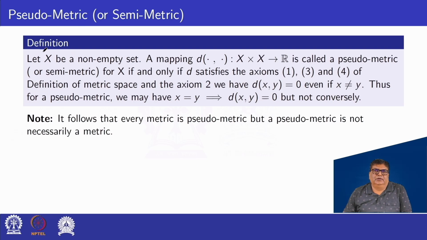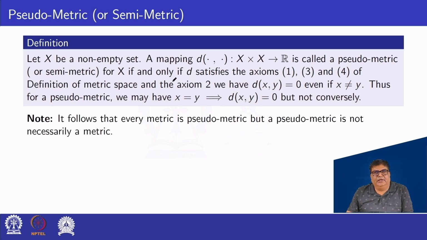Pseudometric. What is the difference between metric and pseudometric? In metric, we have 4 conditions. Pseudometric also has 4 conditions, but it differs in the second condition. So, let X be a non-empty set; a mapping d from X cross X to R is called a pseudometric. It is also known as semi-metric.